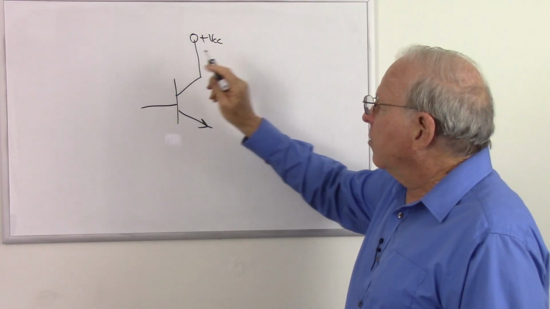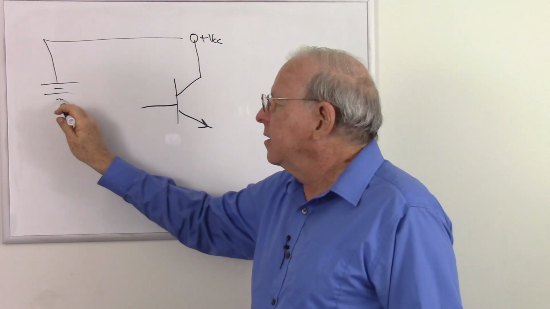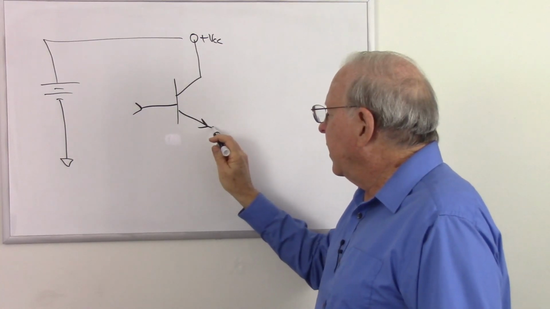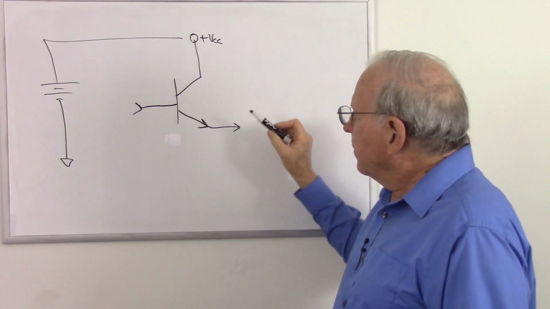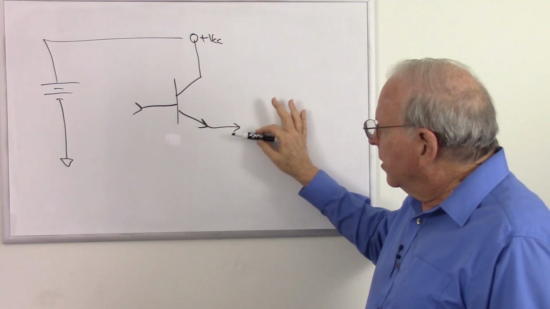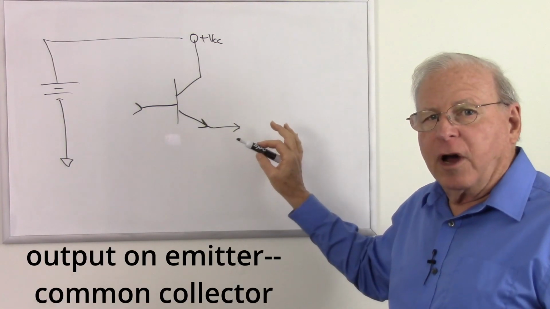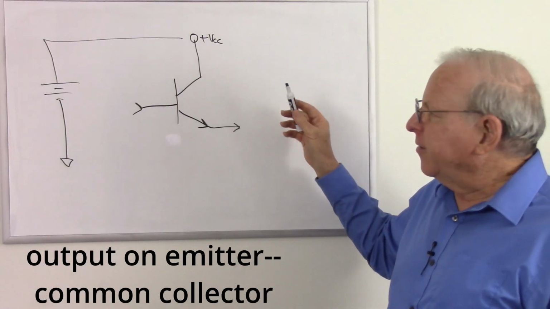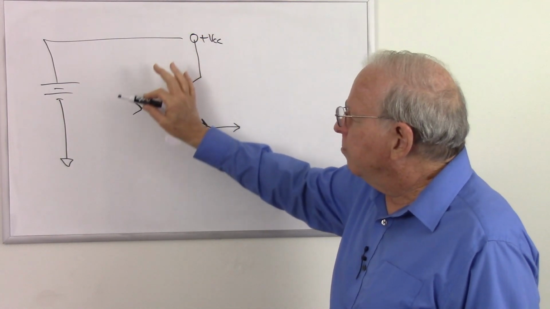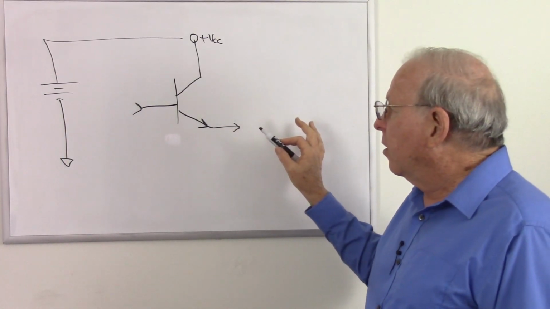So we have a power source, which means that somewhere we have a battery going to ground, and we have an input, and our output is on the emitter. And so this is the common collector, and we can tell that's the common collector circuit because the output is on the emitter. It's kind of hard to see how the collector is common to both the input and the output. So this is often called an emitter follower also.